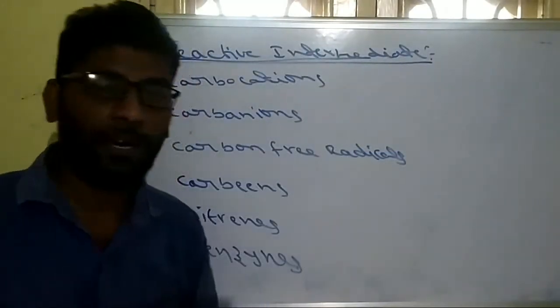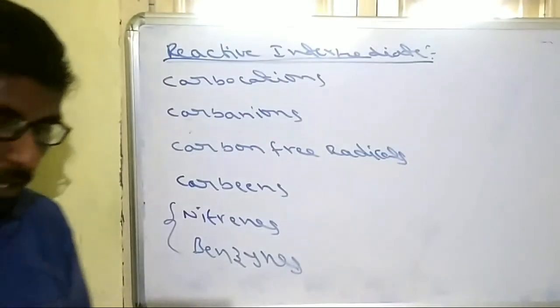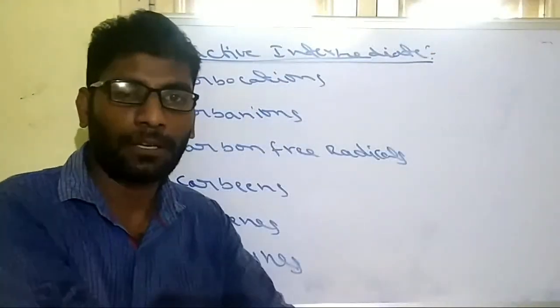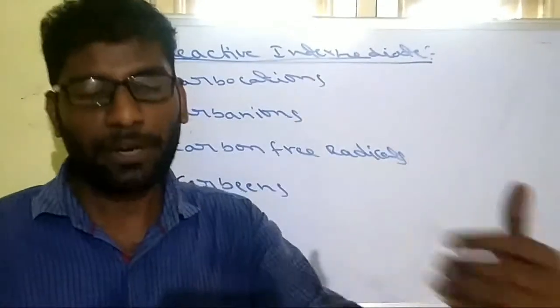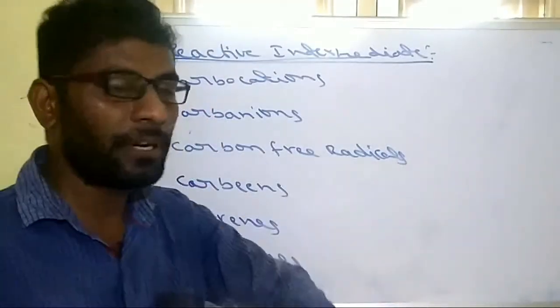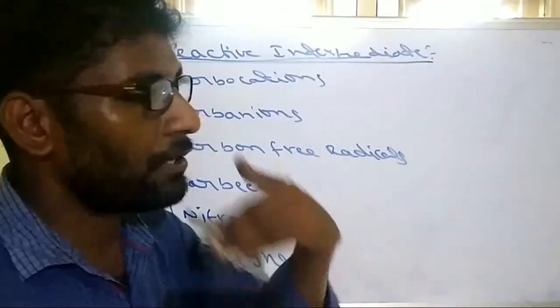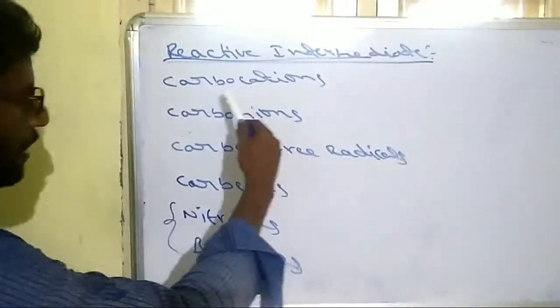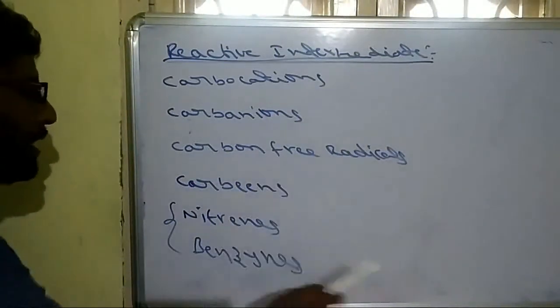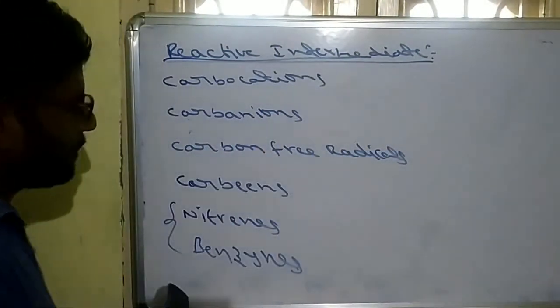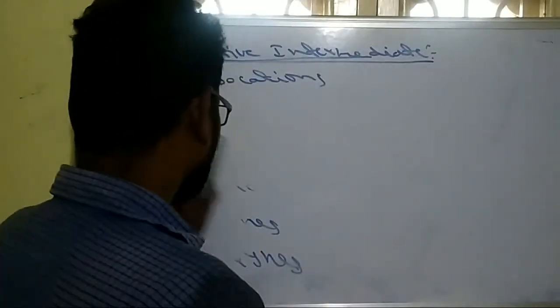So what do reactive intermediates mean? During a number of organic reactions, reactants are converted to product. In between, some intermediates are formed, and those intermediates are highly reactive. They are further converted to product. So what are the possible intermediates? Carbocation, carbanion, carbon free radical, carbenes, nitrenes, benzynes. All these are reactive intermediates. One by one we will discuss.